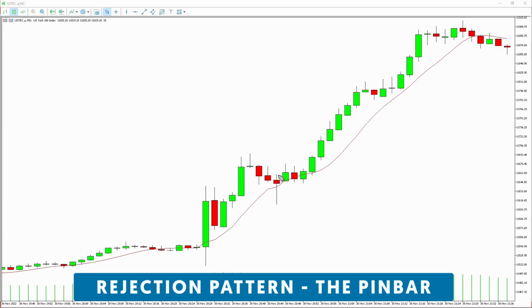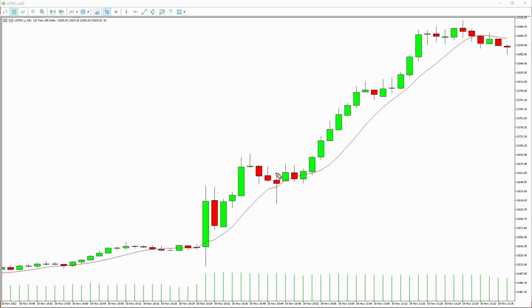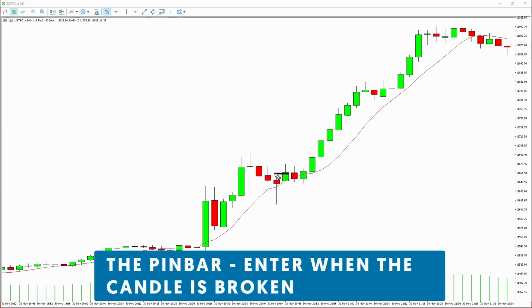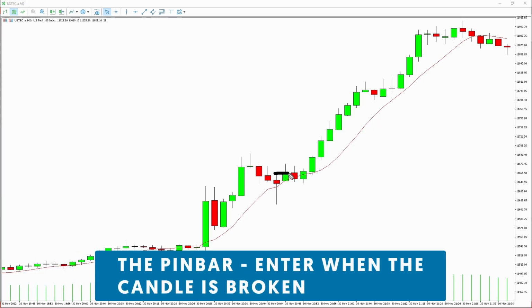And as soon as I see this candle closed, and as soon as I see the top of the candle being broken, this is where I hit my buy button, and then I let the trade run, and ideally I try to close it somewhere above the previous high.